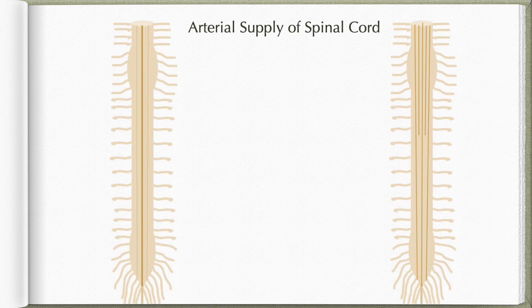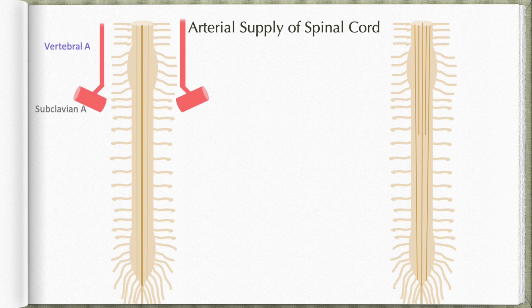So let us see the blood supply here. This is the subclavian artery. From the first part of the subclavian artery, we have the vertebral artery arising. And from the fourth part of the vertebral artery, we have the anterior spinal artery arising from both sides. The two arteries fuse together to form a single midline anterior spinal artery, which descends along the anterior median fissure.